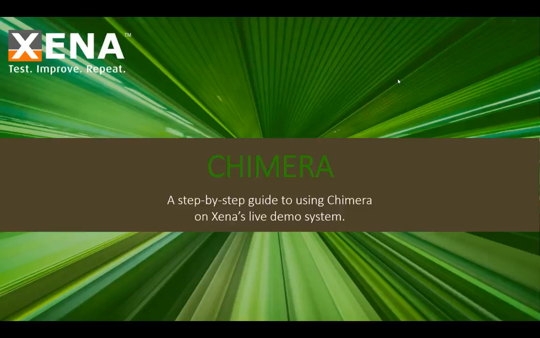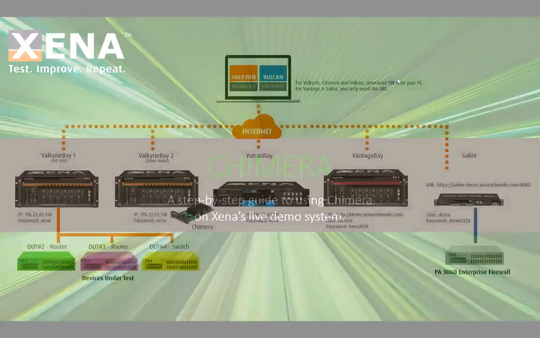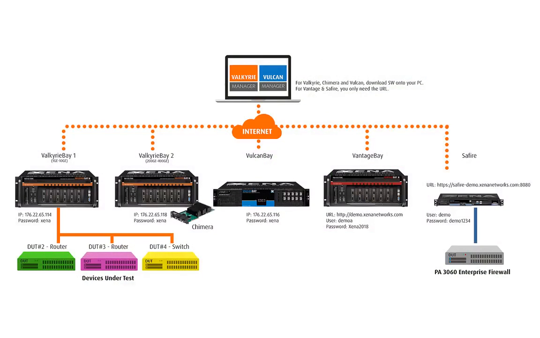Welcome to this video where I will demonstrate how to connect to the Xena Live demo and show you how the Chimera impairment emulator can be used to impair Ethernet traffic. The Xena Live demo is a fully operational system with traffic generators and impairment modules that is connected to the internet, so you can connect to it at any time to try out the functions illustrated in this video or any other configuration you would like to test.